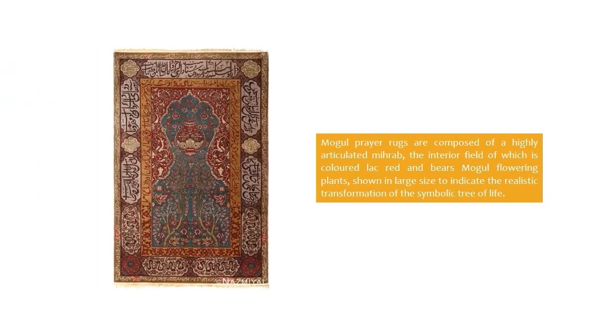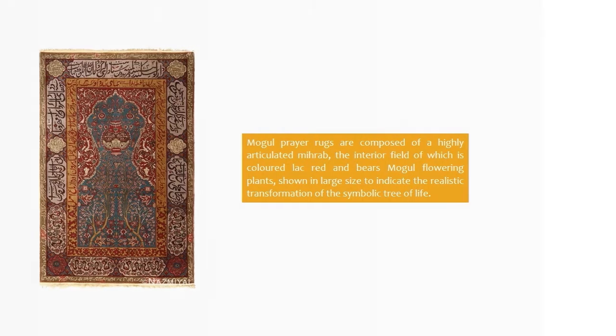The Mughal interpretation of the prayer rug, a type foreign to Indian religious life, shows the traits characteristic of Mughal style. Although clearly influenced by Persia, Mughal prayer rugs are composed of a highly articulated mihrab, the entire field of which is colored lac red and bears Mughal flowering plants, shown in large size to indicate the realistic transformation of the symbolic tree of life.